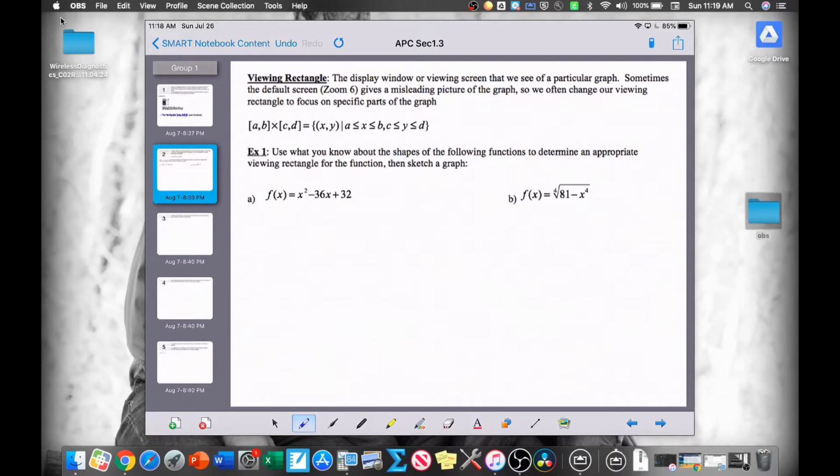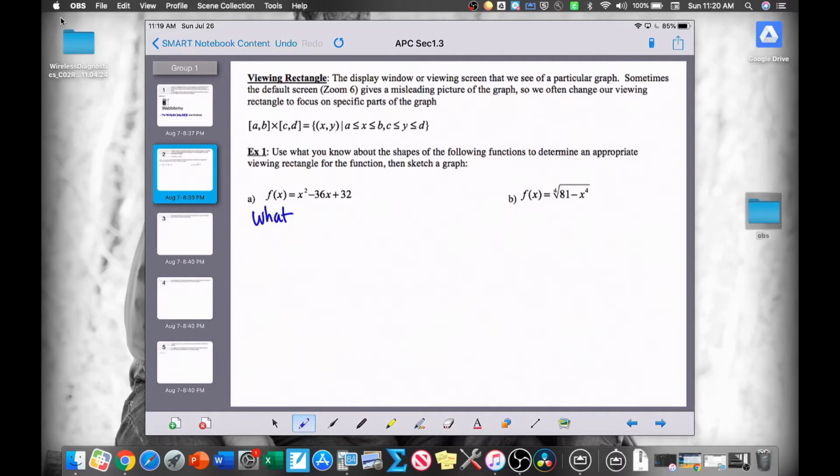Before we even go to the graphing calculator, we're going to start with examples A and B by listing what we already know about the following functions, which I think will help us when we try to figure out what an appropriate viewing rectangle would be for our function so that we can sketch a graph. Okay, so let's begin with letter A. f(x) = x² - 36x + 32.